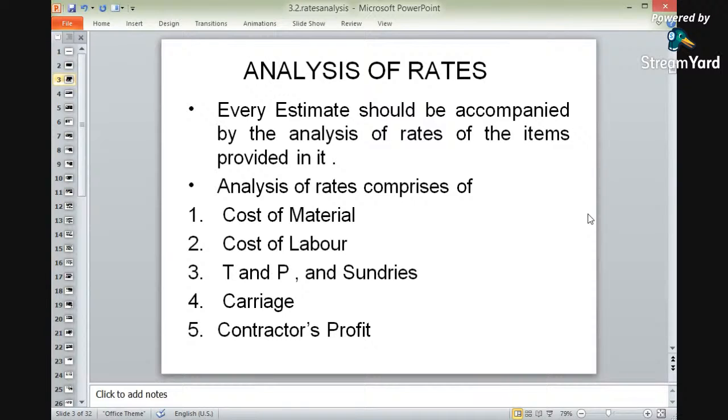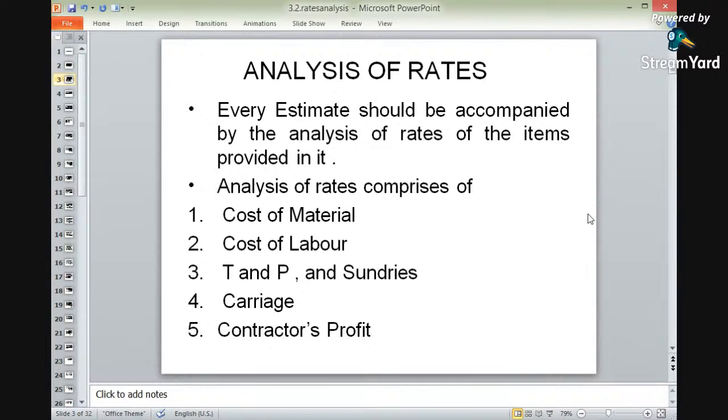Also the cost of skilled laborers and unskilled laborers. There are two categories we have already seen: skilled laborers, and unskilled or semi-skilled laborers. Depending upon the skills available with the laborers, there will be a cost of laborers. The cost of laborers depends upon their skills, and it is again an important term related to rate analysis.